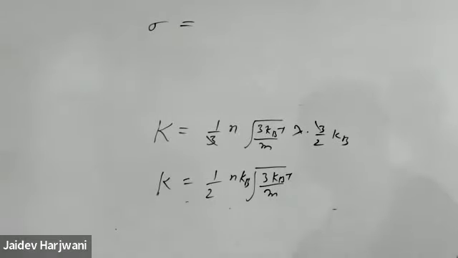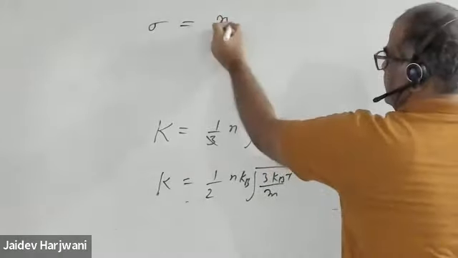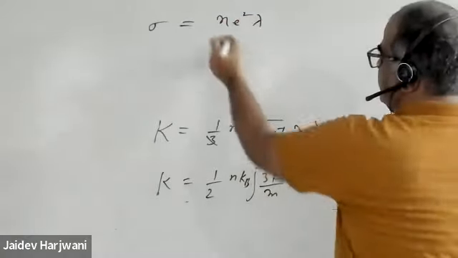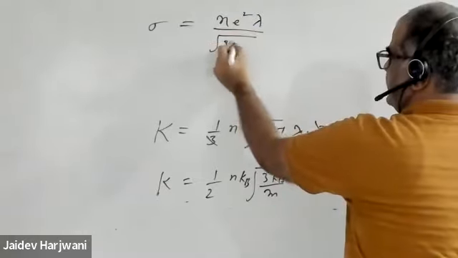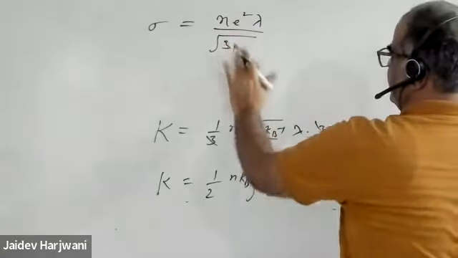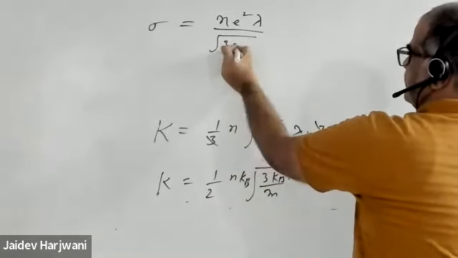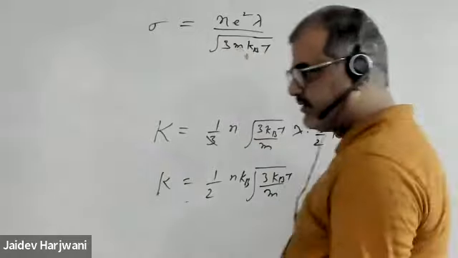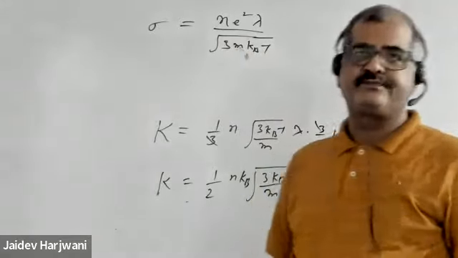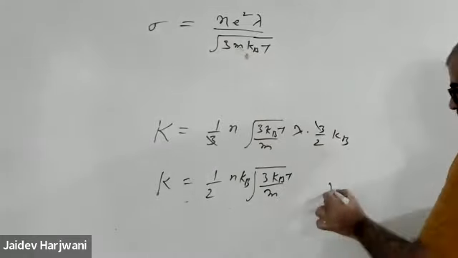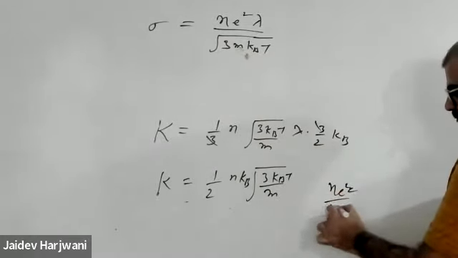Remember, with lambda, we checked it yesterday. We use n e square lambda upon 3m kBT. Have you written it yesterday? Have we done this one or not? Yes, sir. Okay, because we have used this n e square tau by m.